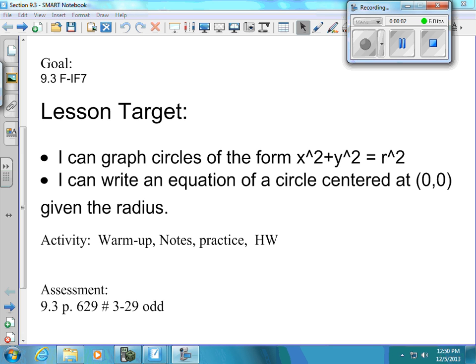Welcome to the next section in Chapter 9, 9.3. This one's about circles. Our targets today are to graph circles in the form x squared plus y squared equals r squared, and to write the equation of circles centered at 0, 0 with the given radius.